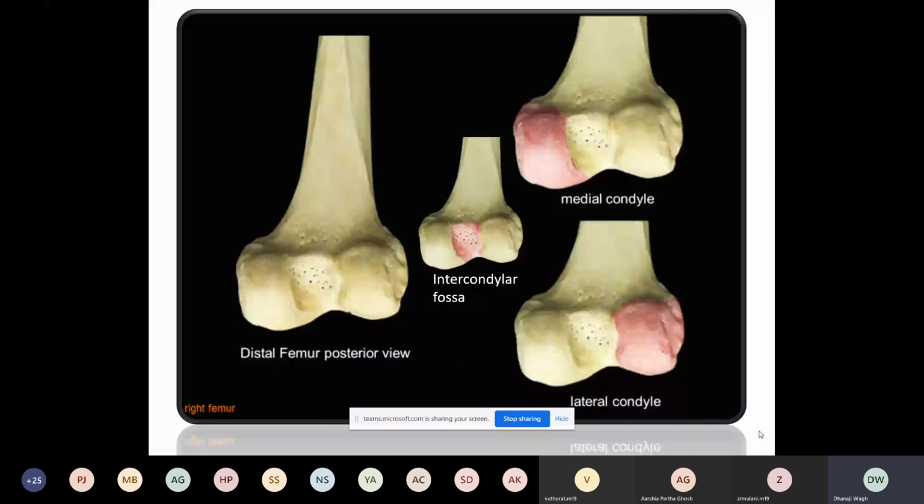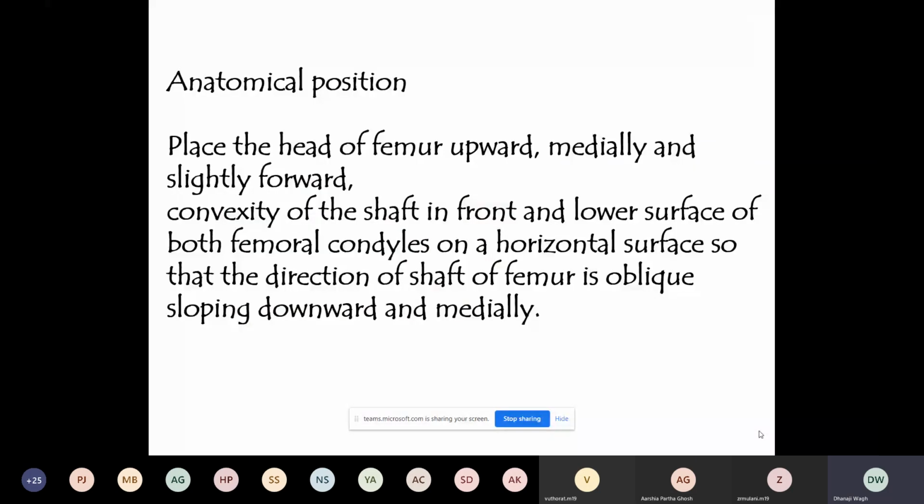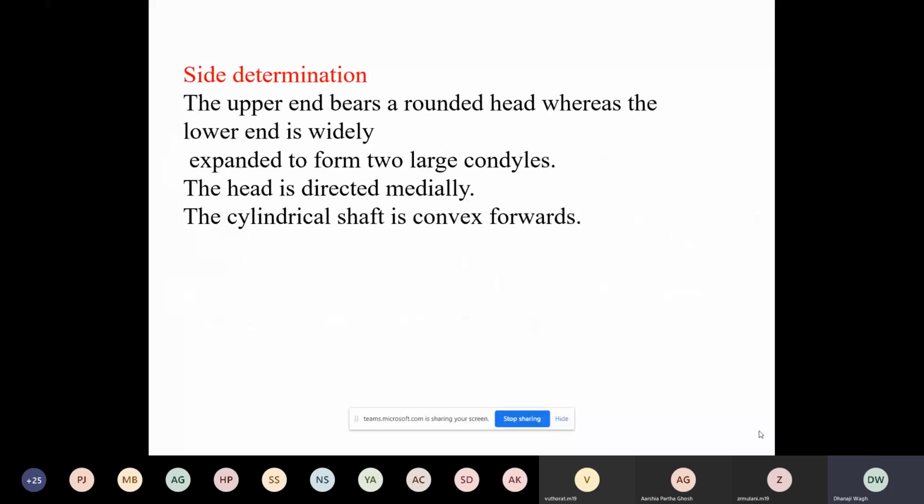So at the beginning we saw the anatomical position of the femur. Place the head of the femur upward and medially, slightly forward, convex of the shaft in front, and lower surface of both femoral condyles on a horizontal surface, so that the direction of the shaft of the femur is oblique and sloping downwards and medially. For side determination, we have already seen these points. Upper end bears the rounded head, whereas the lower end is widely expanded to form the two large condyles. Head is directed medially and the cylindrical shaft is convex forward.